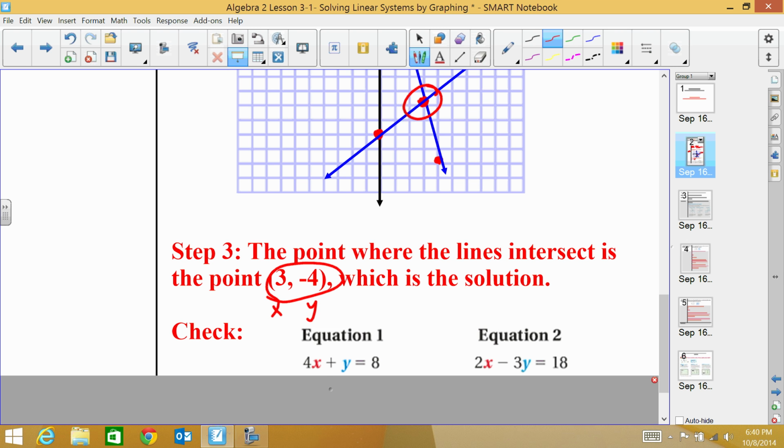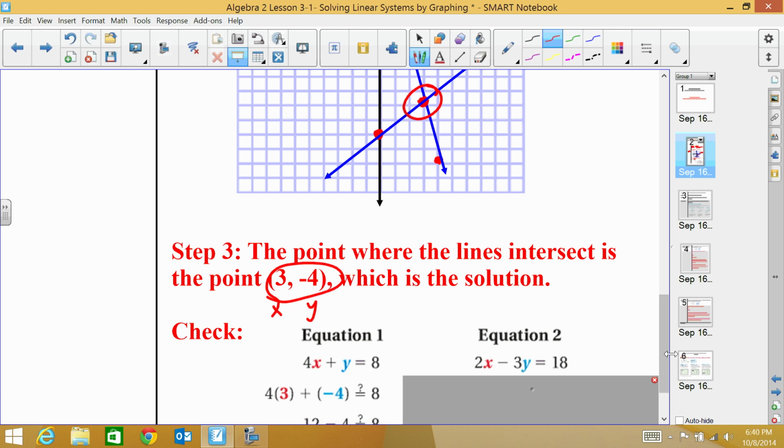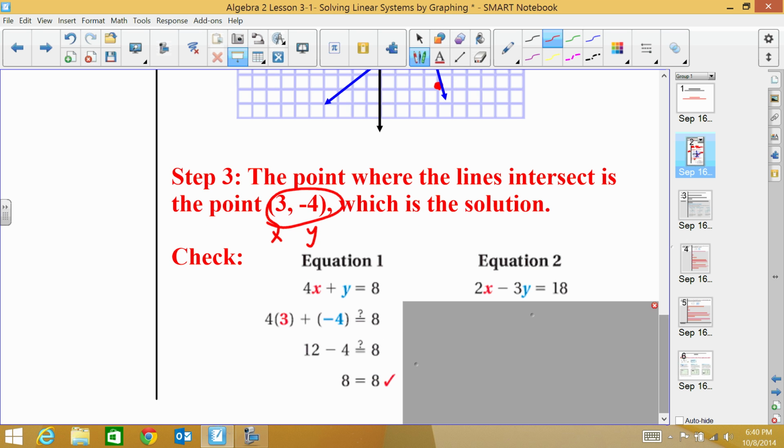So I'm going to plug in 3 for x and negative 4 for y. So if I plug that in, I get 4 times 3 plus negative 4 equals 8. So I get 12 minus 4 equals 8, and that is true. So that works. So it works for the first equation, but to be a solution to the system, it has to work for both equations. So I have to check the second one.